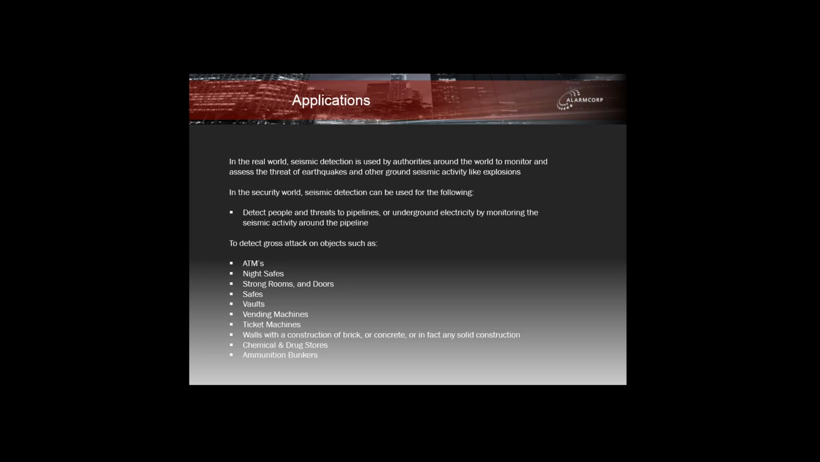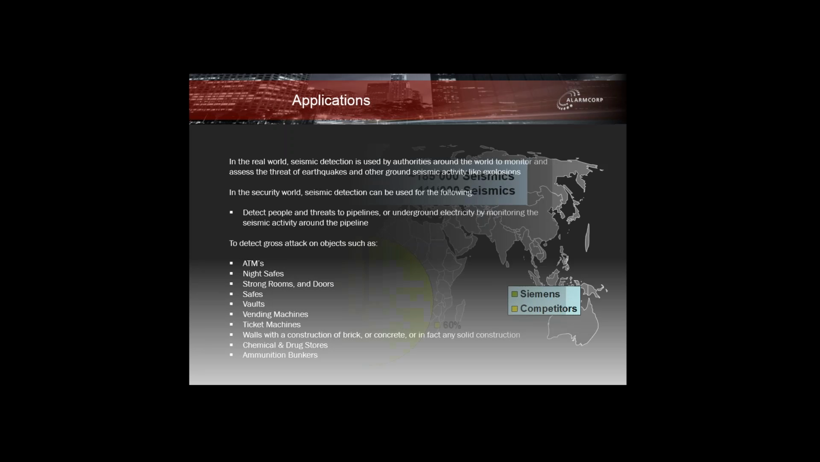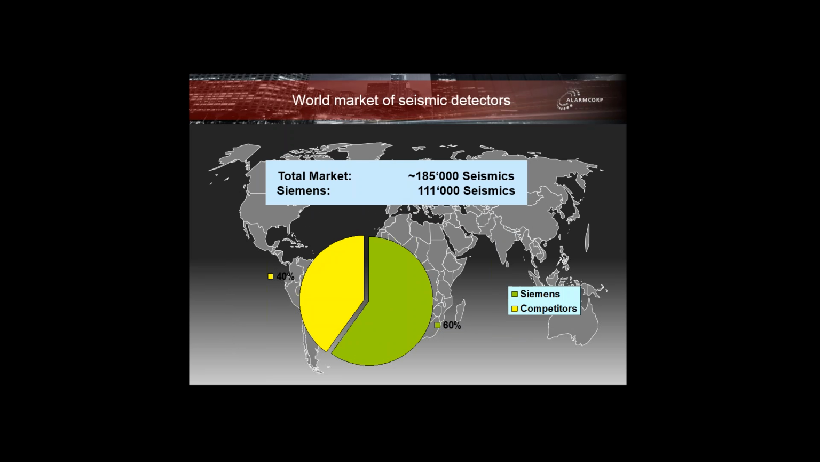When we talk about seismics for security applications, we can't really go very far past the Siemens seismic detectors. That's one of the products that Alarm Corp sells, and these have a very, very long history. As you can see by this graph, they have by far the highest penetration of any detector. The Siemens detectors equate to over 60% of the seismic detectors sold in the world. Everyone else is in the other 40%.